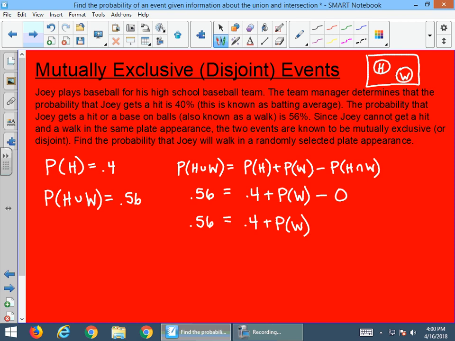And then I'll subtract 0.4 on both sides. So the probability of walk is 0.56 minus 0.4, which is 0.16. So what is the probability that Joey gets a walk? He will walk 16% of the time. So we use the exact same setup as we did before. The difference is knowing that we have mutually exclusive events means that my intersection is going to be a 0. Those two, I think, are the easier of the two.